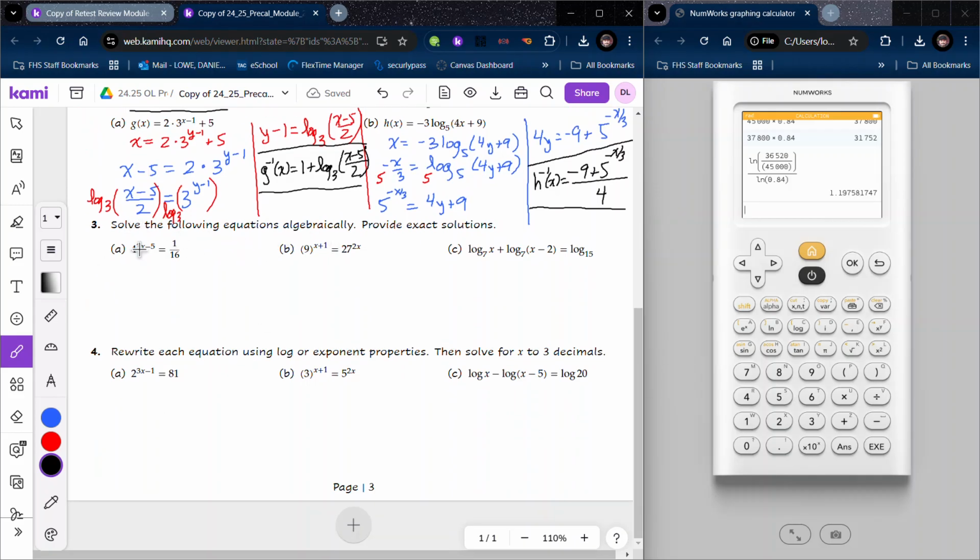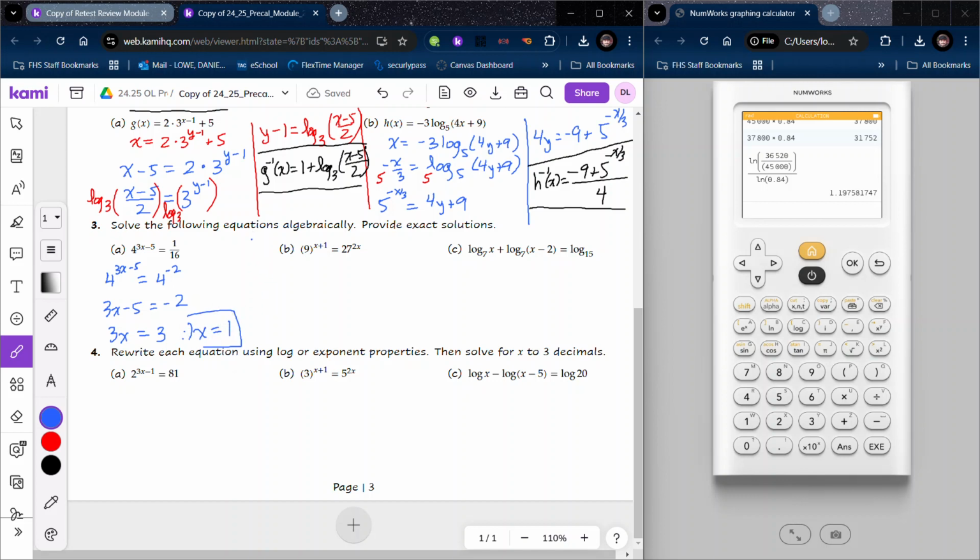We have a set of equations, some involving exponential functions, some involving logarithms, and we want to solve algebraically to provide exact solutions. So you kind of need to pretend that you don't have a calculator. So for the first one, we should recognize that both of these have a common base of 4, so I could say 4 to the 3x minus 5 is equal to 4 to the negative second, which means that 3x minus 5 must be equal to negative 2, which means that 3x must be equal to 3, which means that x has to be equal to 1.